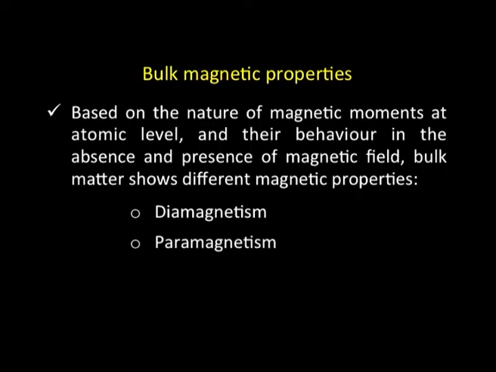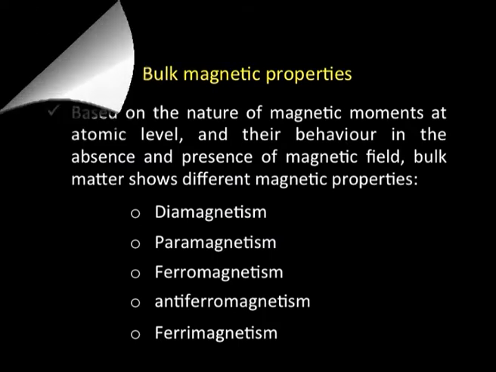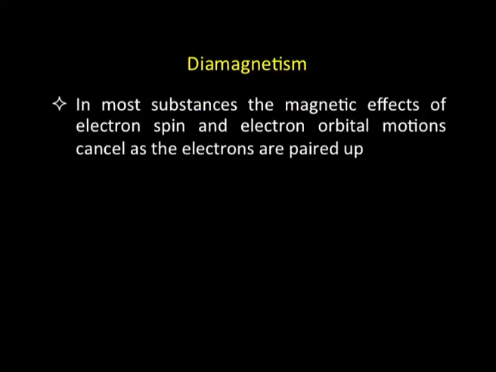On that basis, the bulk magnetic properties can be classified into diamagnetism, paramagnetism, ferromagnetism, antiferromagnetism and ferrimagnetism. We will talk about each one of them one by one. We start with diamagnetism. Diamagnetism is very straightforward.